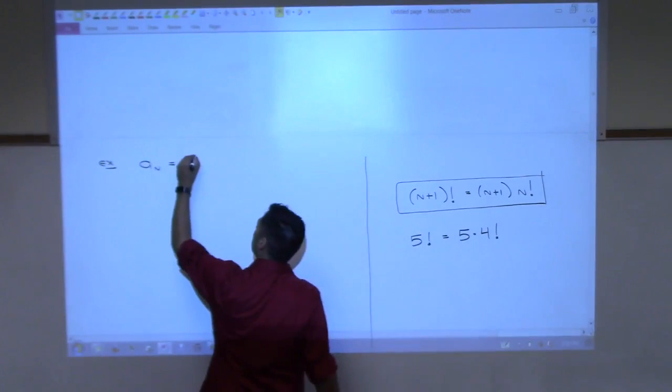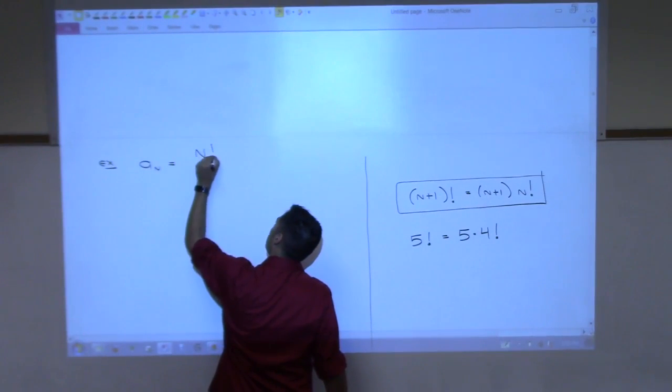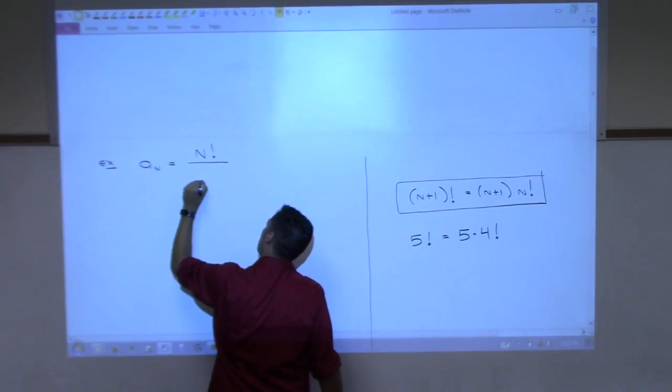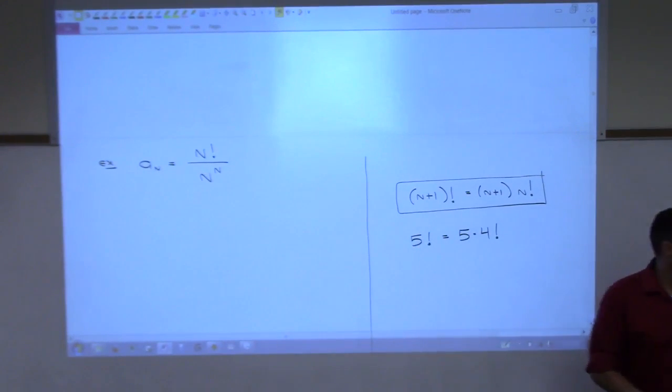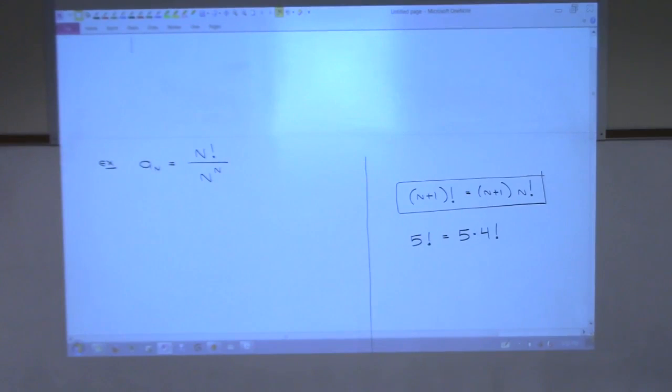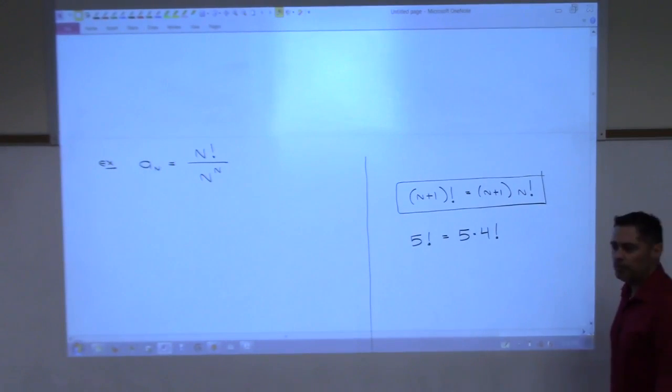All right, how about this? N factorial over n to the n. That's n raised to the n on the bottom, n factorial on top. Does that give infinity? That's like an infinity over infinity. Can't use L'Hopital, though, because you can't take derivative of factorial.